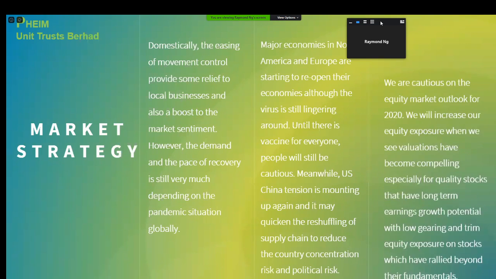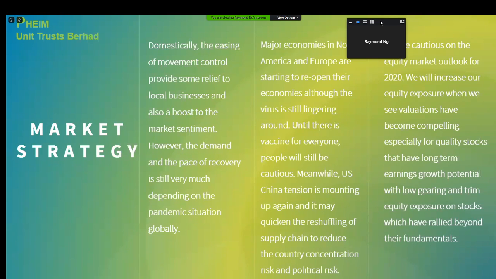It will also increase the risk that we have in the market. So as for us, I think for 2020, we are cautious. We are very cautious of what is happening around us. And we have this philosophy that we will definitely eye quality stocks that have long-term earning growth potential with low gearing. And in the meantime, we will trim our equity exposure if, let's say, we believe stocks have rallied beyond their fundamentals.